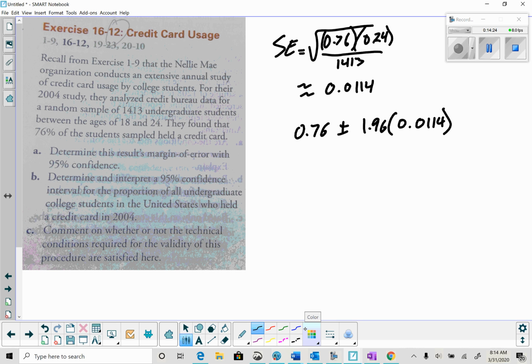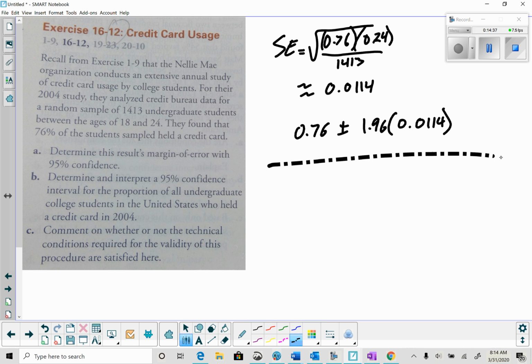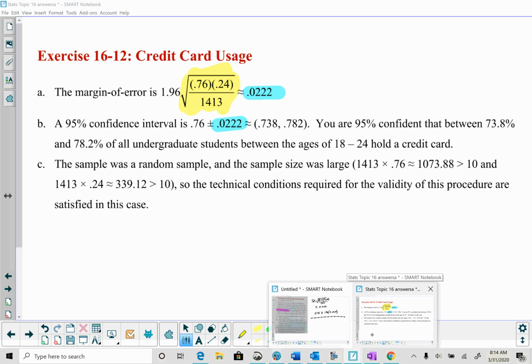Then, for part C, comment on whether or not the technical conditions required for the validity of this procedure are satisfied. Well, okay, technical condition number one, things have to be done randomly. Now, if we go back and read, they analyze credit bureau data from a random sample of students. Okay, so that's the first technical condition here.